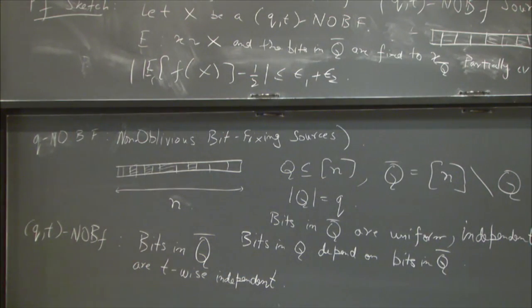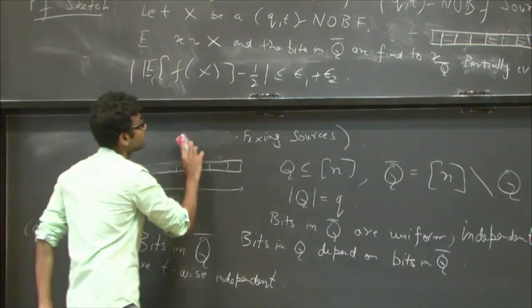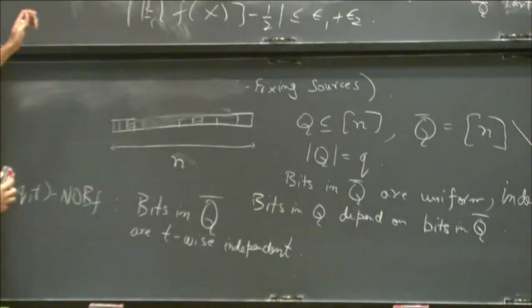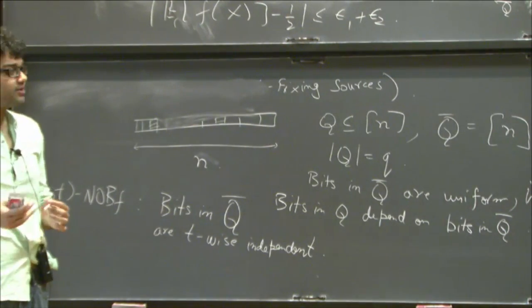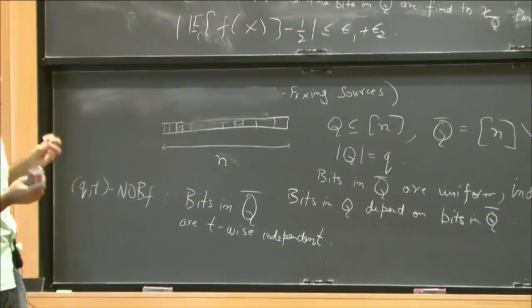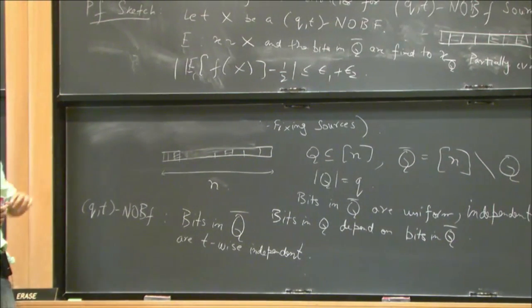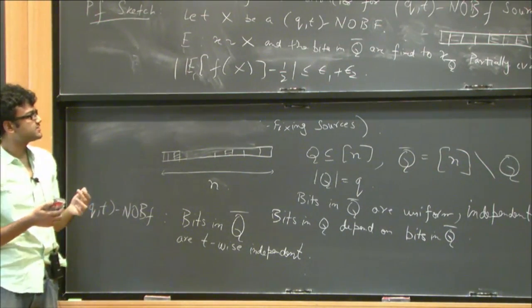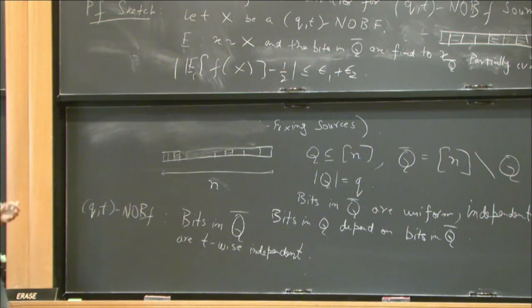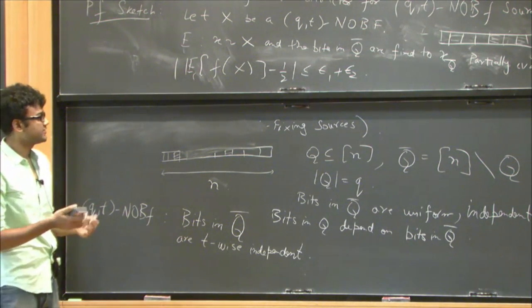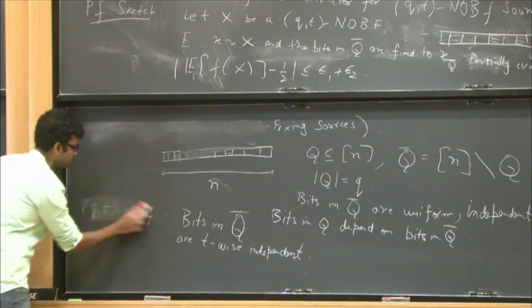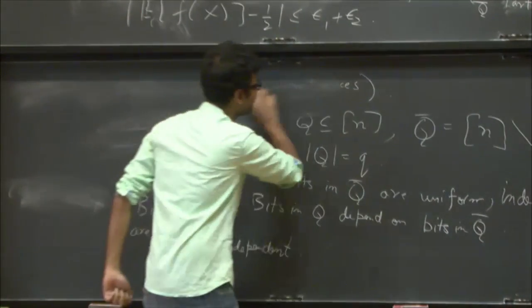The next step is to translate this. We initially began with the task of extracting from non-oblivious bit fixing sources. Now this has translated to coming up with such functions. Now we'll translate this into coming up with functions with slightly easier properties, or at least it looks to be easier.